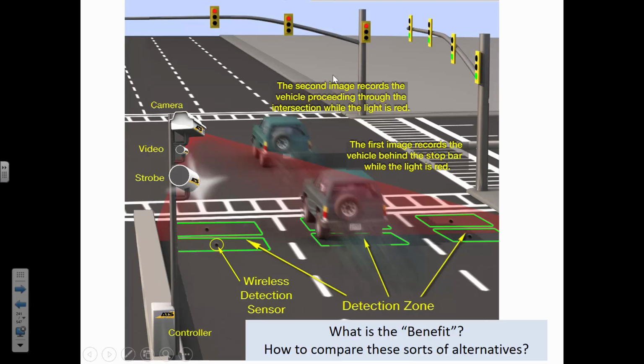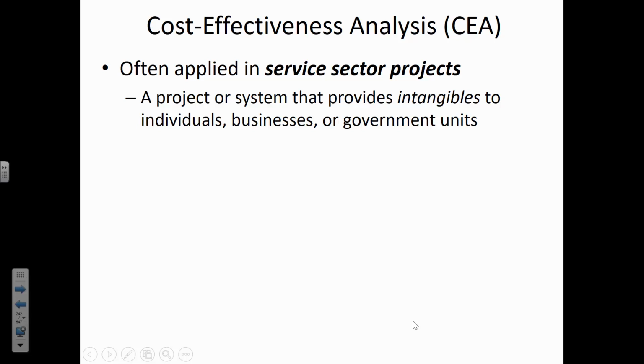And so what is the benefit and how you compare alternatives of things that are dissimilar sometimes doesn't fit into B2C analysis. And so another tool that we have is called cost effectiveness analysis. Now, it's used for service sector projects rather than projects that are building a physical thing. That's the most common application for it.